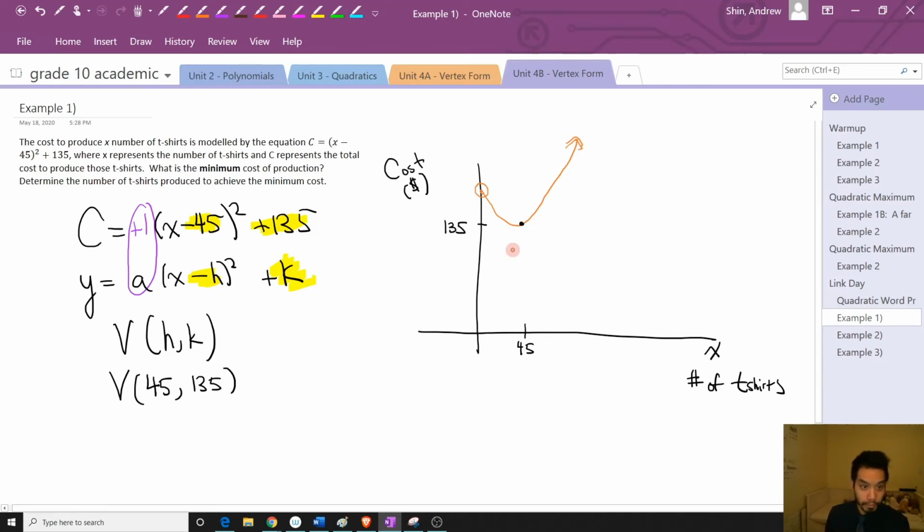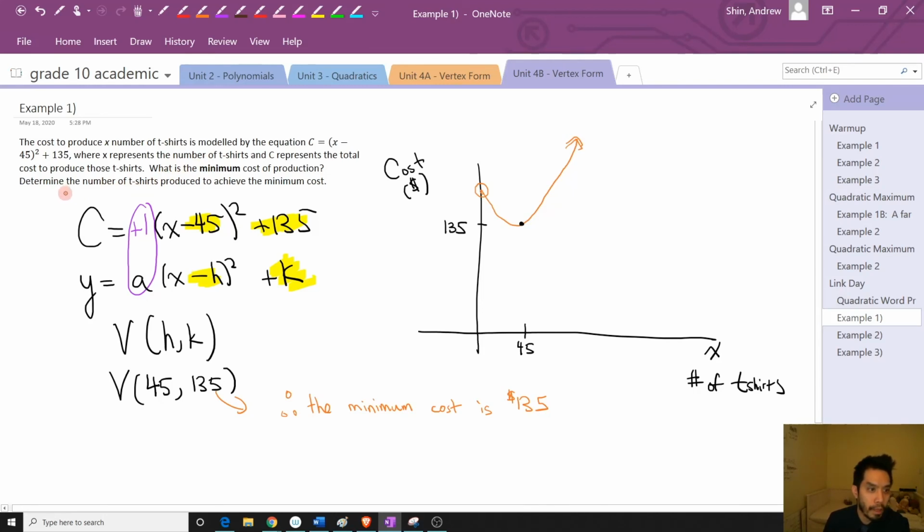So, let's answer this question. What is the minimum cost of production? The minimum cost is going to be 135. So therefore, the minimum cost is $135.